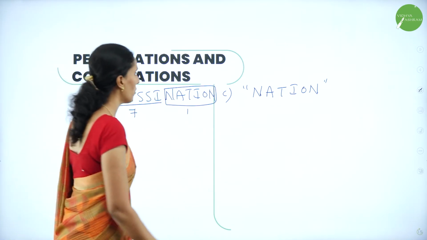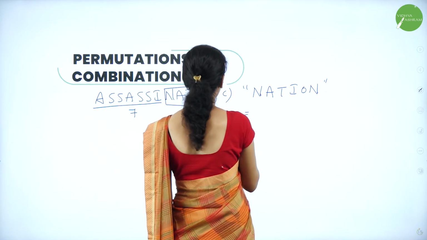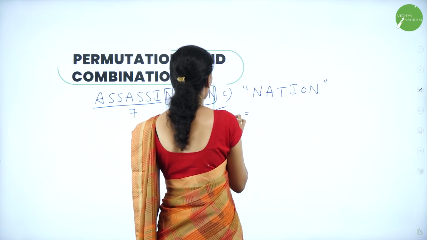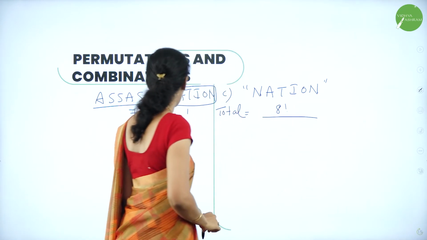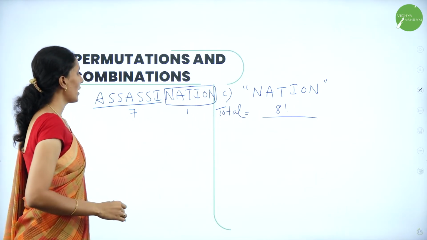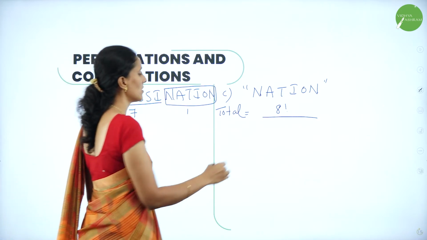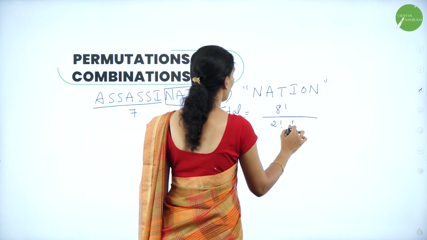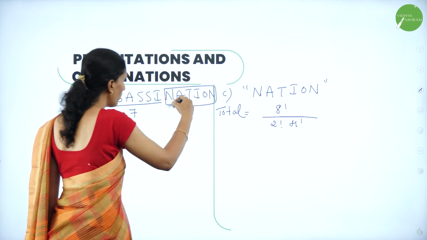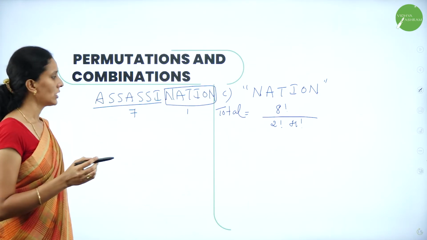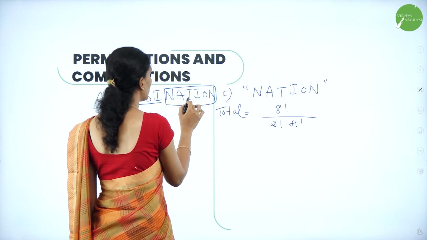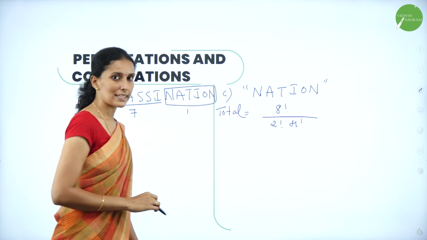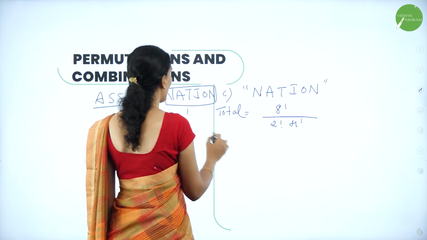So therefore my total arrangement will be 8 factorial. But A is repeated 2 times, S is repeated 4 times. So therefore, 2 factorial by 4 factorial. What about NATION? NATION can also be arranged. How many letters do we have? 1, 2, 3, 4, 5, 6. 6 letters we have.